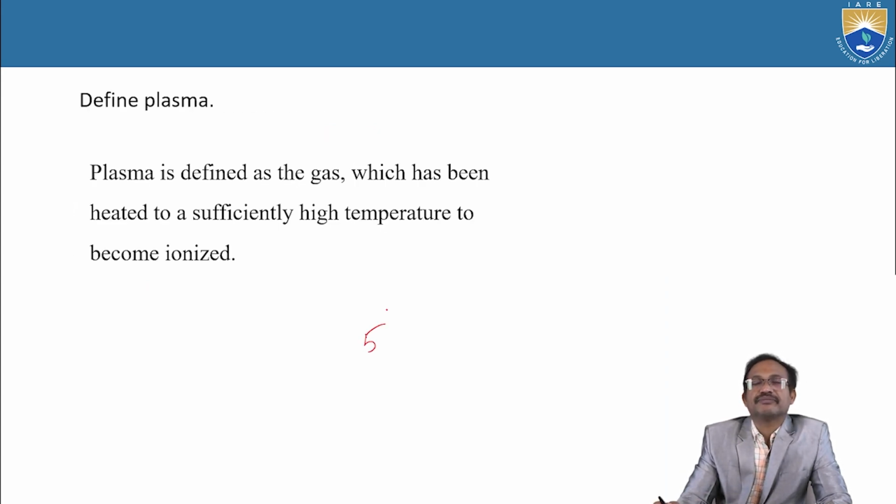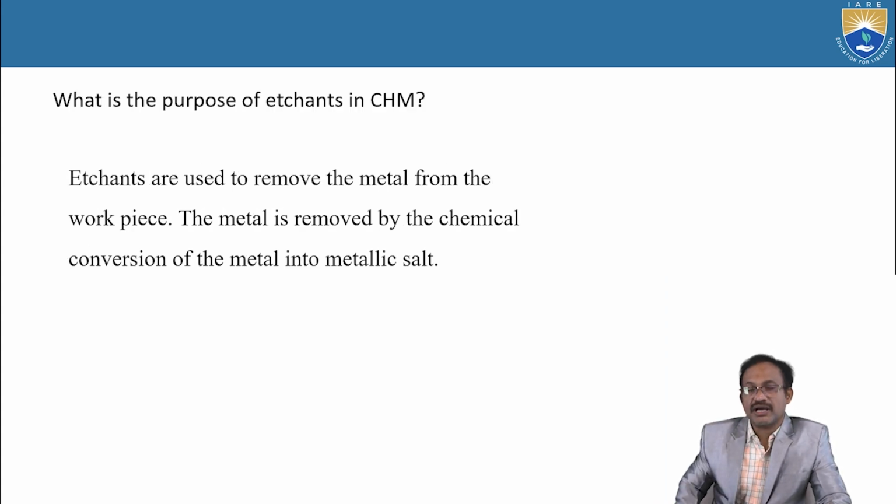Define plasma. Plasma is defined as the gas which has been heated to a sufficiently high temperature to become ionized. In order to have the ionization process, we have to maintain high temperature so that it melts and vaporizes. That is nothing but plasma.